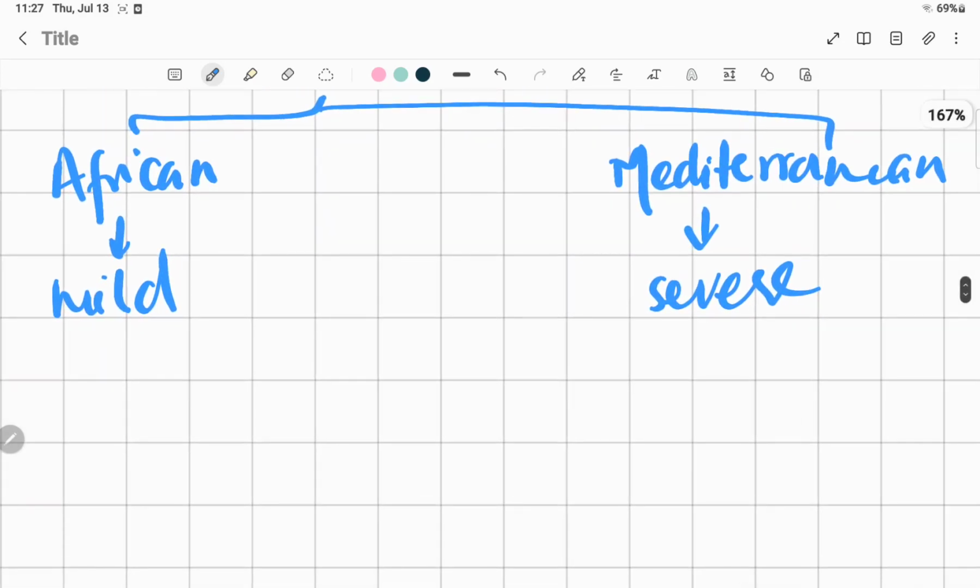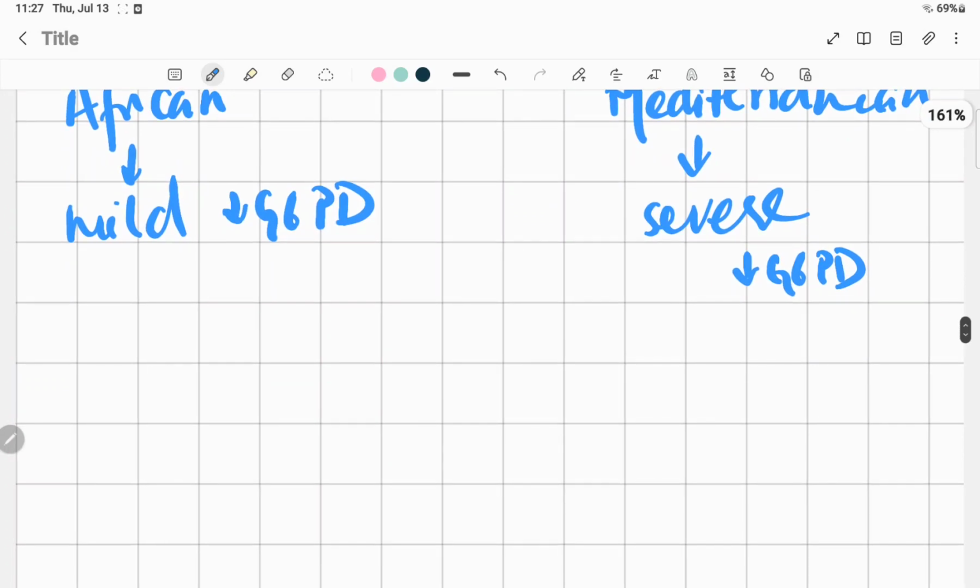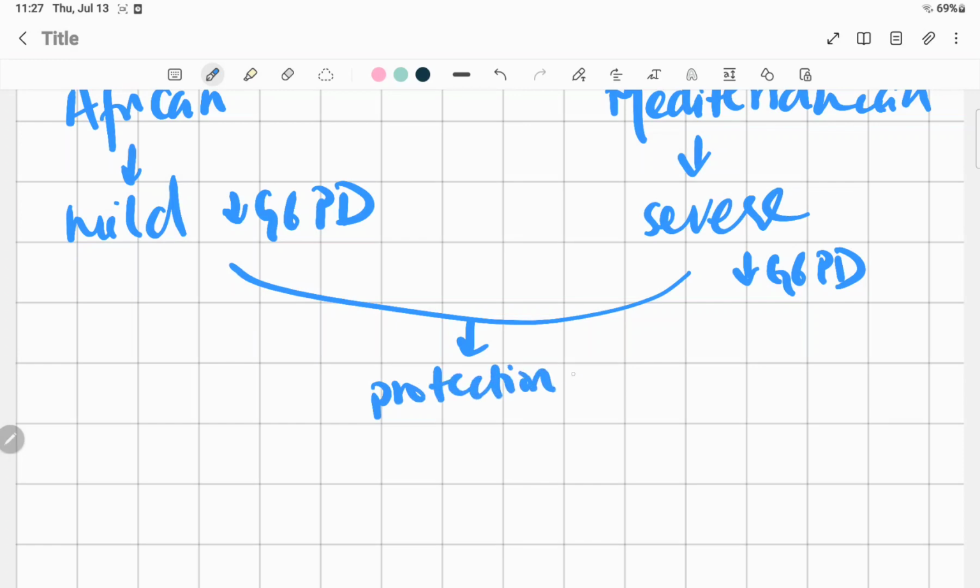So the African variant has a mild deficiency of G6PD, and the Mediterranean variant has a severe deficiency of G6PD. Individuals with this condition, both of these variants, have some kind of protection against malaria.